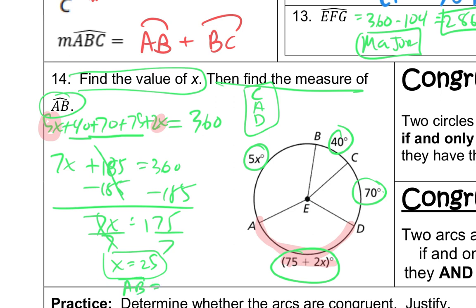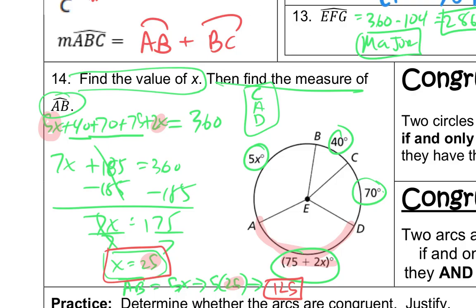AB is equal to 5x, which is equal to 5 times 25, because that's where we got that 25 from. So that's what we're going to put over there. 5 times 25 is 125. So those are our two answers: x equals 25 and AB equals 125.